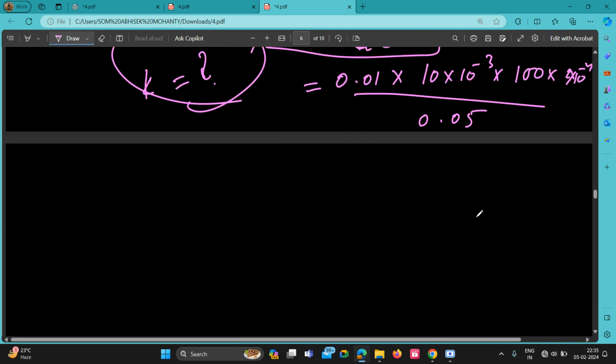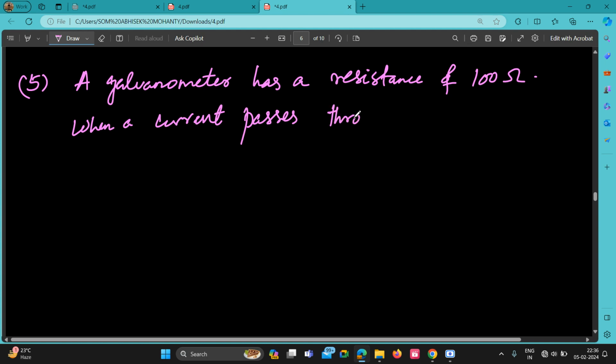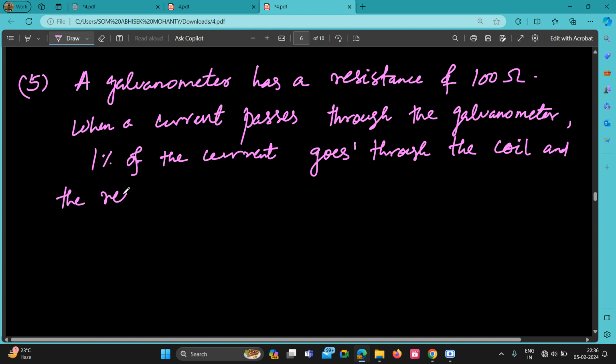Next question. Next is a good question. Number 5. Galvanometer has a resistance of 100 ohm. Okay, when a current passes through the galvanometer, 1% of the current goes through the coil, and the rest goes through the shunt.